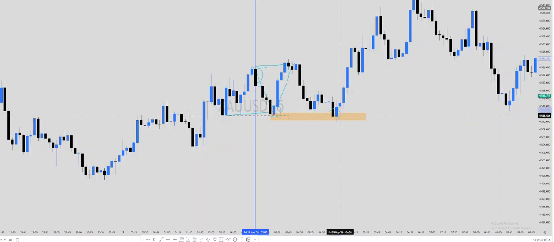And again price came back to that point. We could have bought from this area and we could have a target at this point. So this was also a great trade.